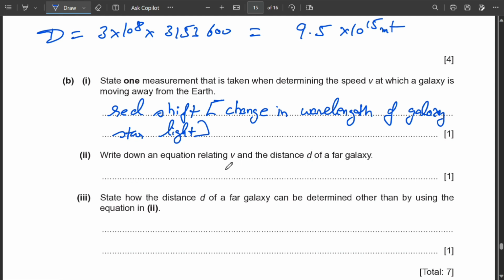Write down the equation relating v and the distance d for a far galaxy. So that is given by Hubble's constant. Hubble constant H0 is equal to v, the speed, divided by d, the distance of a galaxy. That is Hubble's constant.